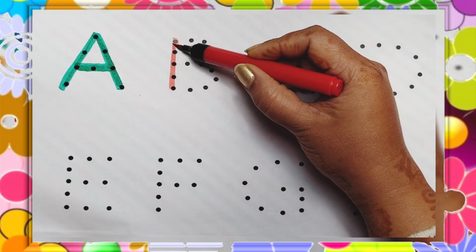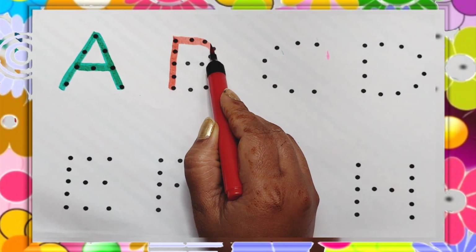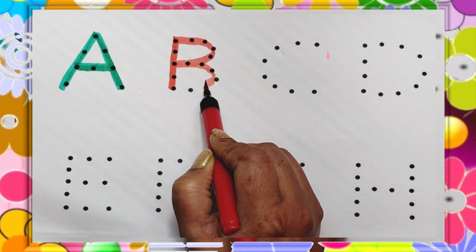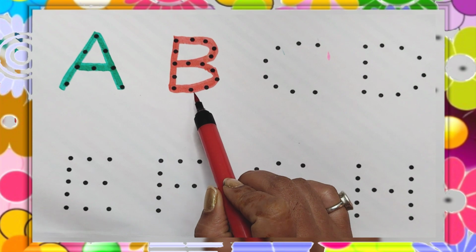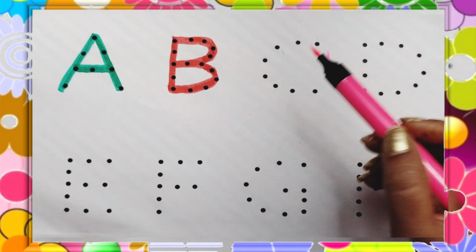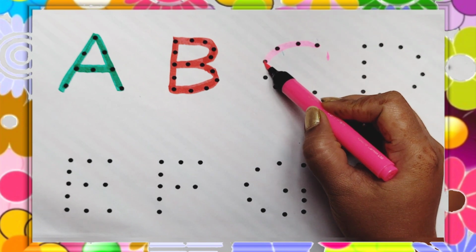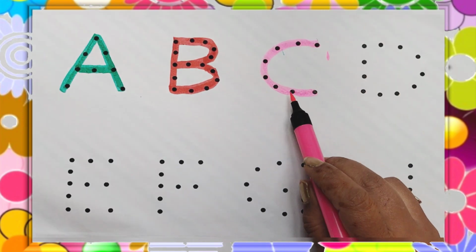Standing line, small sleeping line and a curve, another big curve. B for ball. Pink color. C: curve. C for cat.